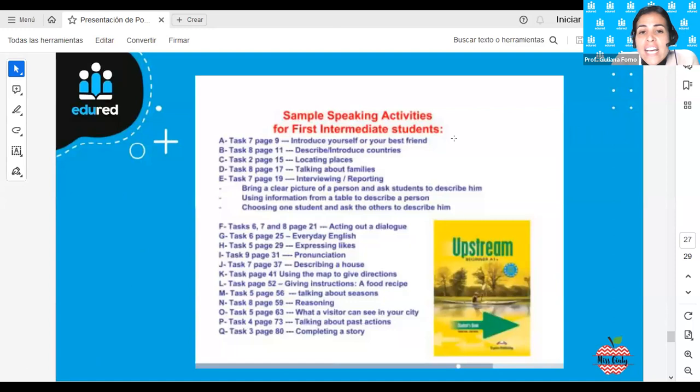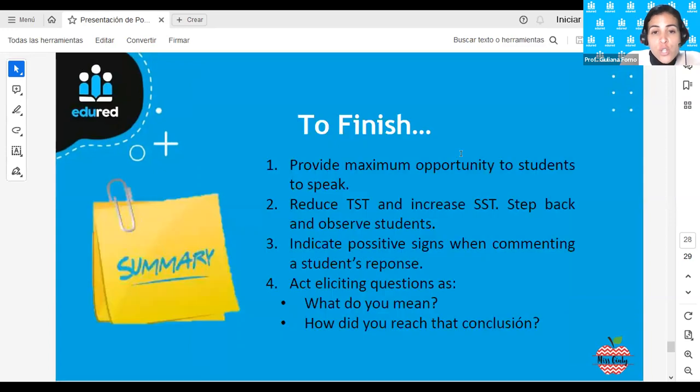Okay, other speaking activities, for example, for intermediate students. Introduce yourself and your best friends. Describe, introduce countries. Locate places, talk about families, interviewing, reporting, acting out a dialogue, everyday English, expressing likes, pronunciation, describing a house, using the map to give directions, giving instructions, a food recipe, talking about seasons, reasoning, what a visitor can see in your city, talking about your actions, completing a story. Story completion is very good too for them.